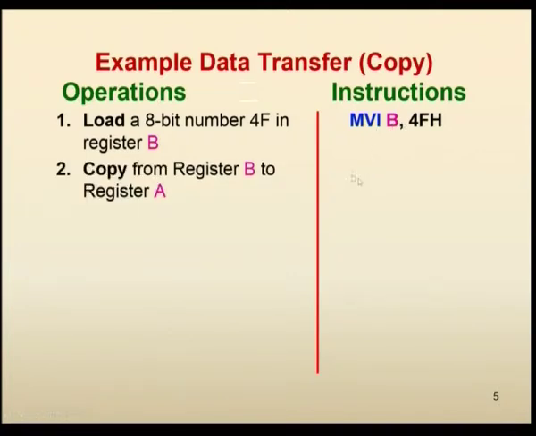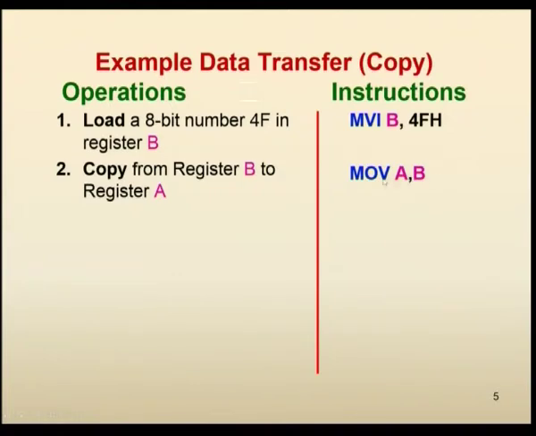Then the next example. You want to copy the contents of register B to register A. So, what is the instruction? This is the instruction for that. You have to read it in this direction. The content of B is copied to register A. So, from B it goes to A.